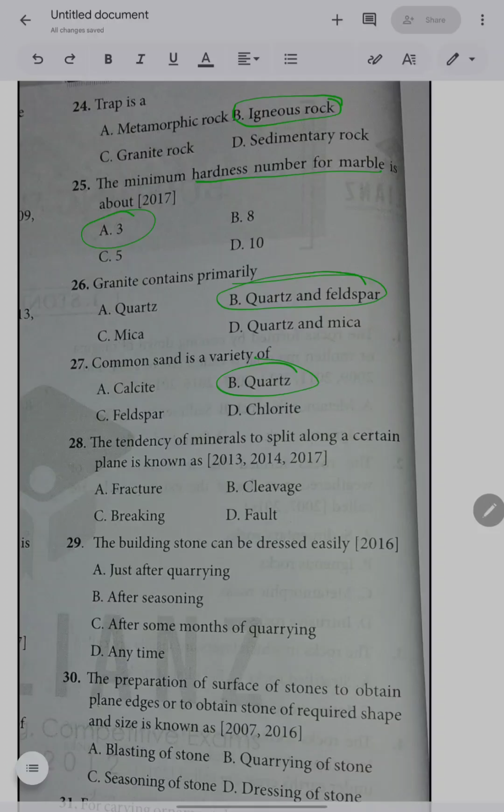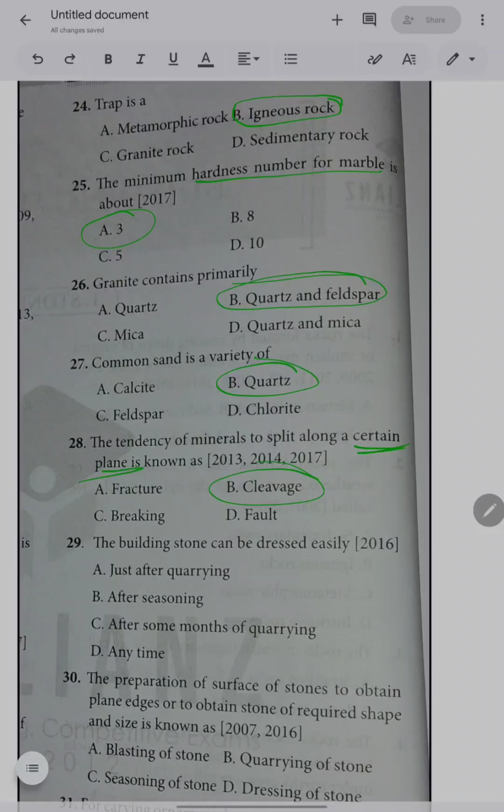Option B. Next, the tendency of a mineral to split along a certain plane is known as fracture, cleavage, breaking, fault. So the tendency of a mineral to split along a certain plane is known as cleavage. Option B.